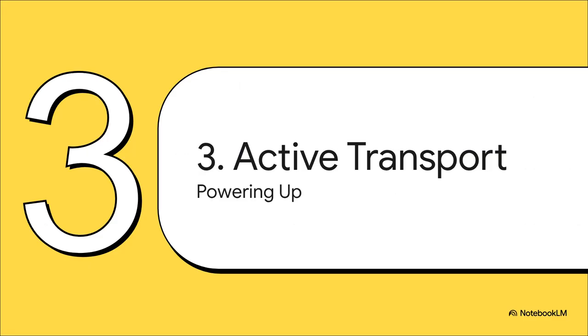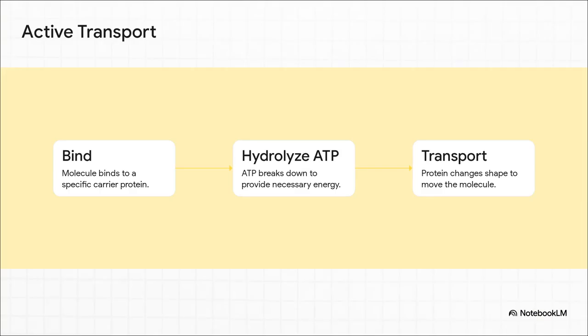Let's move on to section 3, powering up active transport. But nature isn't always that accommodating. What if a cell desperately needs to move a substance against that natural tide? Like pulling something from an area of low concentration into an area that's already highly concentrated. Well, you can't just lazily float down the river anymore. Now you have to paddle upstream.